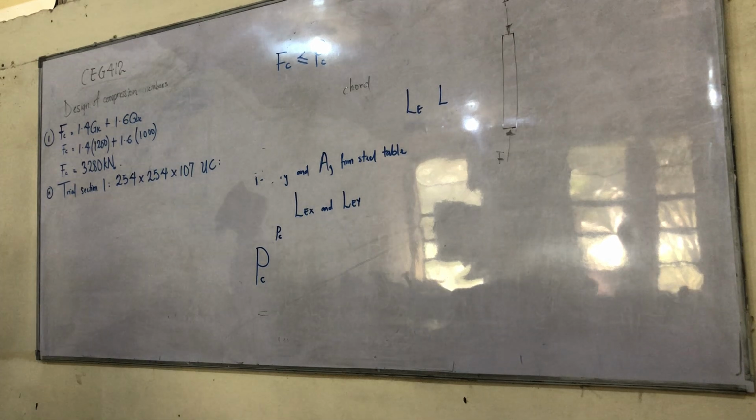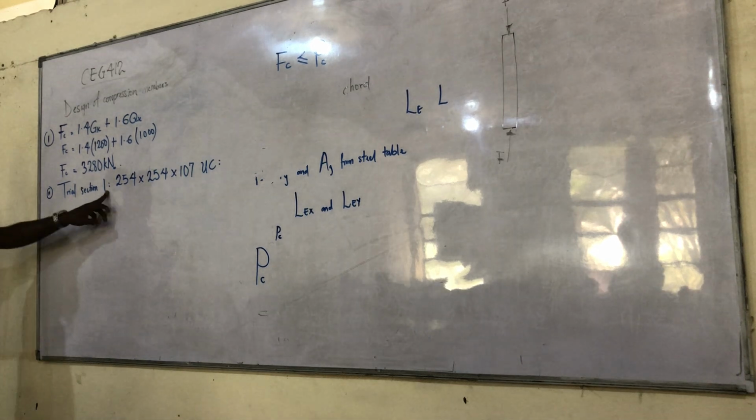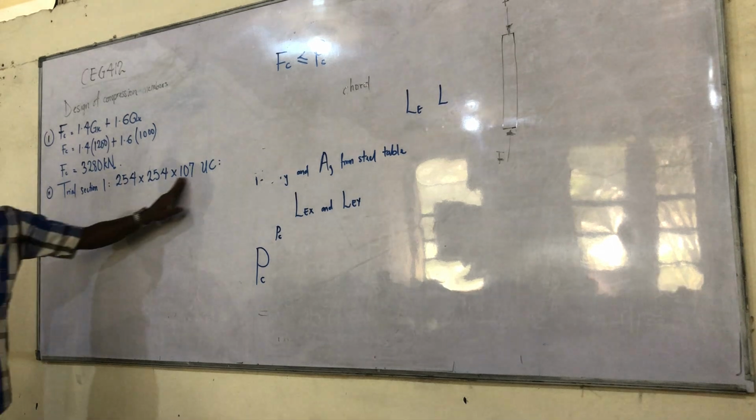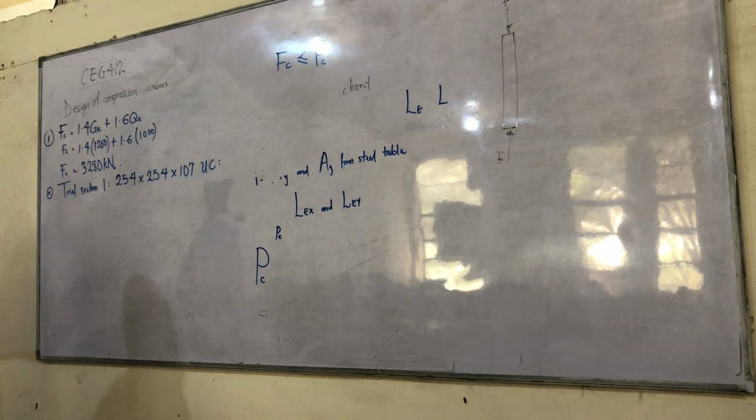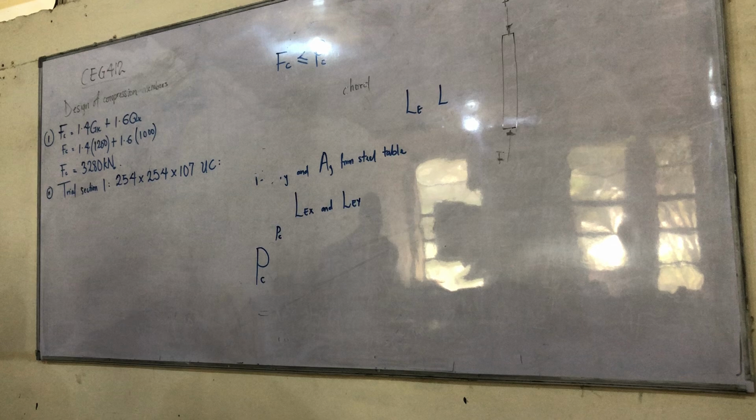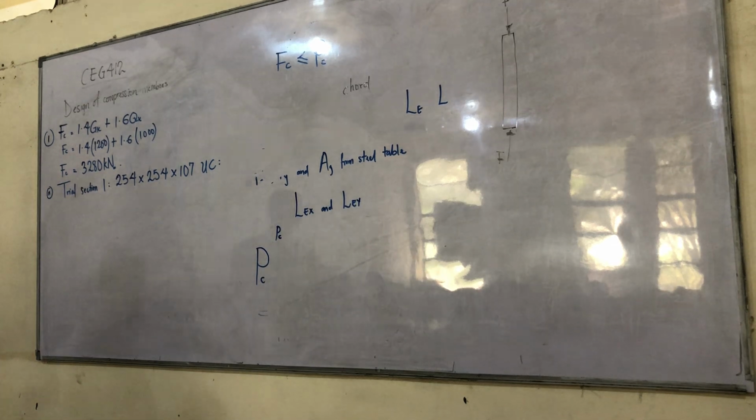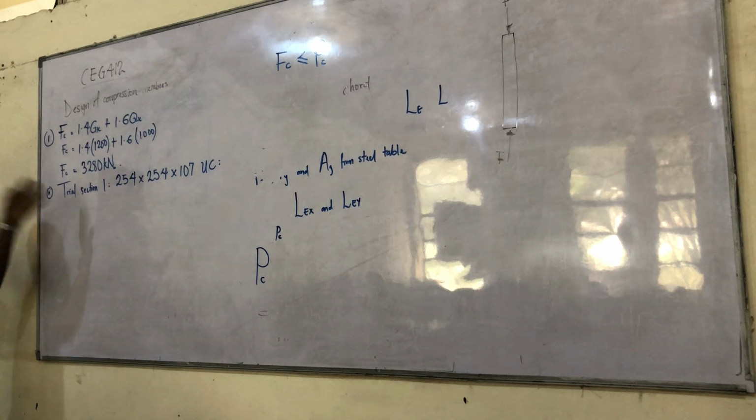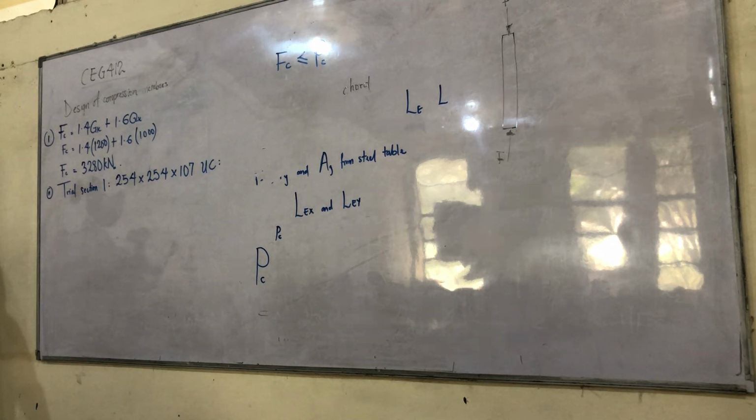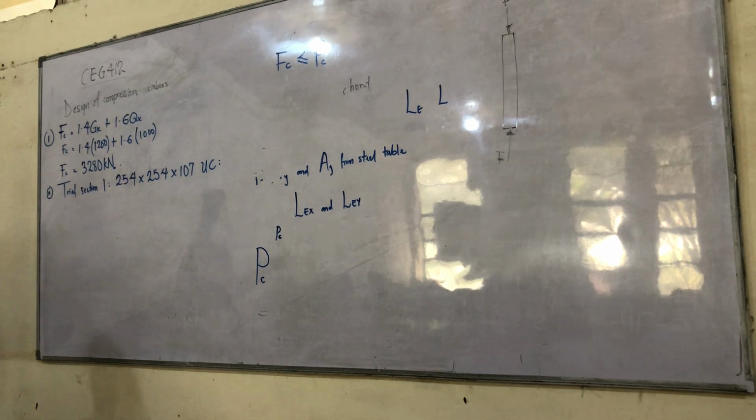Now, trial section 1. I picked mine. If you are solving, you'll be the one to pick your section yourself. Good. Now, what does step 2 say that you should check? Check if it is non-slender.